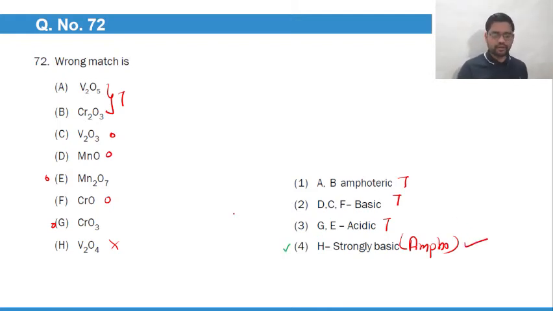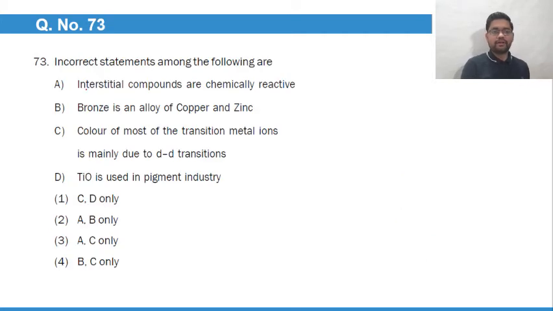Okay. Now, talking about 73. Incorrect statement of the following is. Okay. Interstitial compounds are chemically reactive. Wrong. They are chemically basically inert. Okay. Bronze is an alloy of copper and zinc. Wrong. It is an alloy of copper and tin.